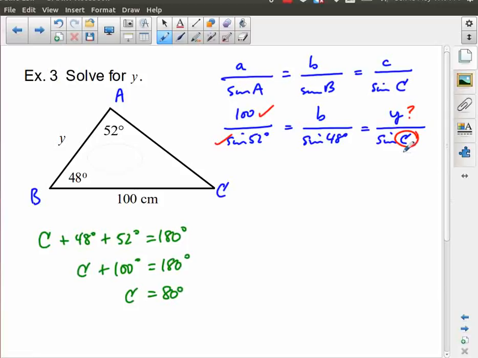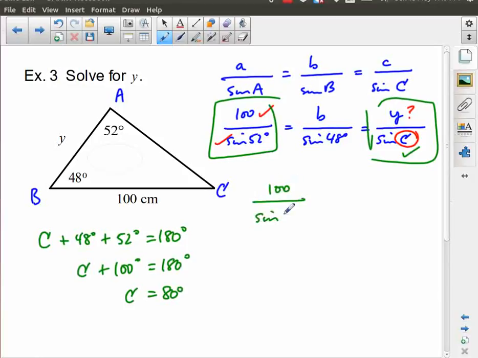And so now I've calculated this one. I'm going to use these two together, and I end up with 100 over the sine of 52 degrees is equal to y over the sine of 80 degrees. Now, since I'm using this number that I calculated, it's worth taking a second look to make sure we've calculated this correctly. I know it's just simple arithmetic. So 48 plus 52, yes, that is indeed 100. 180 minus 100 is equal to 80. So I'm pretty confident about this.